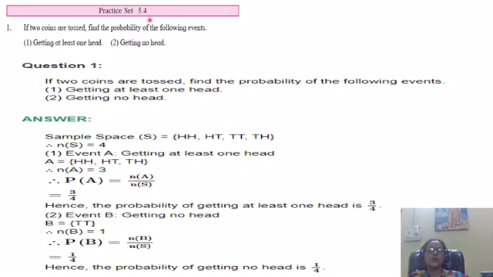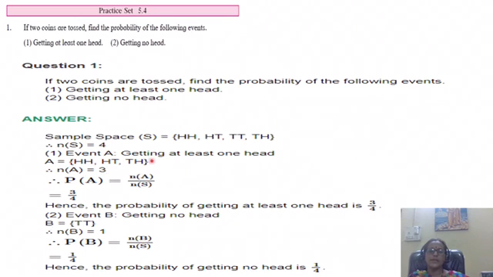Practice set 5.4. If 2 coins are tossed, find the probability of the following events: getting at least one head, and getting no head. These are the 2 events which are given. So 2 coins are tossed. The sample space is HH, HT, TT, TH. The number of elements is 4: 1, 2, 3, 4. Event A is getting at least one head. So at least one, 2 allowed: 1, 2, 3. So number of elements in A is 3.